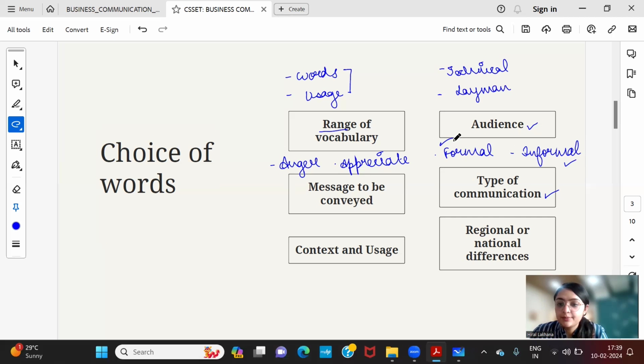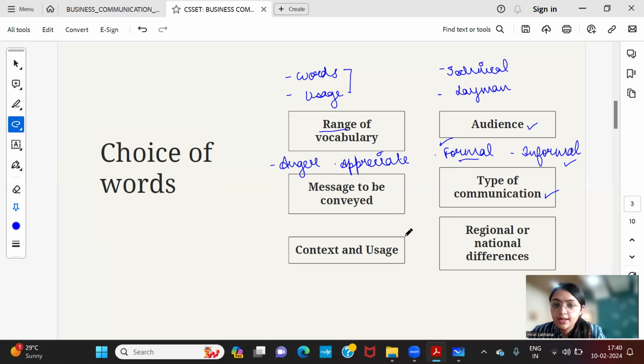In informal communication, we use contractions such as isn't it, wouldn't it or won't. The same will not be used whenever there is formal communication. Words like is it not, would not will be used in formal communication. So depending on the type of communication that the person is having with another person, the choice of words is influenced.